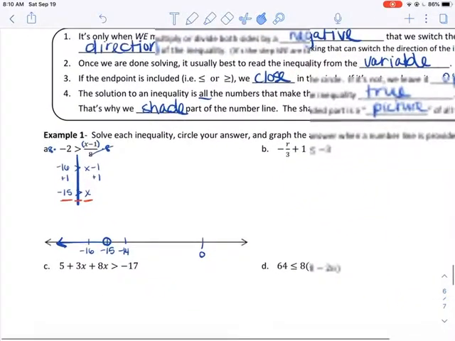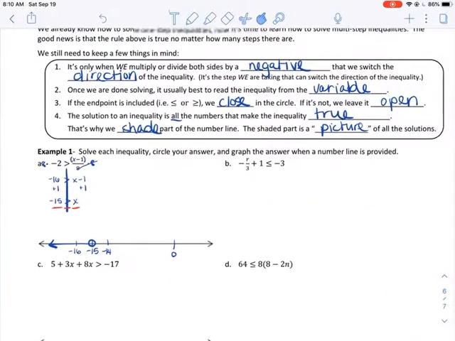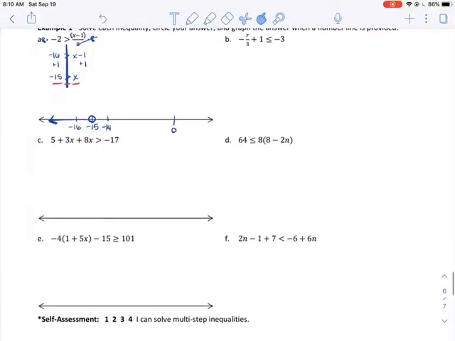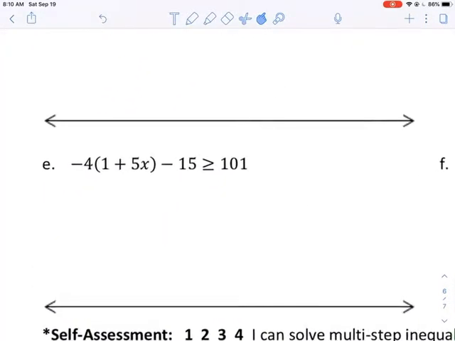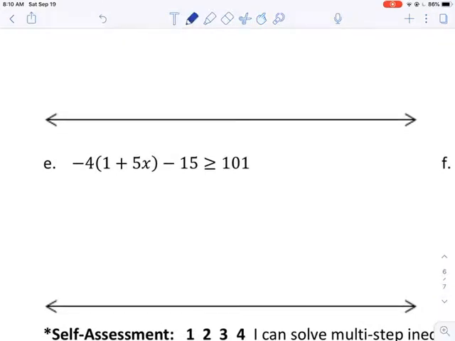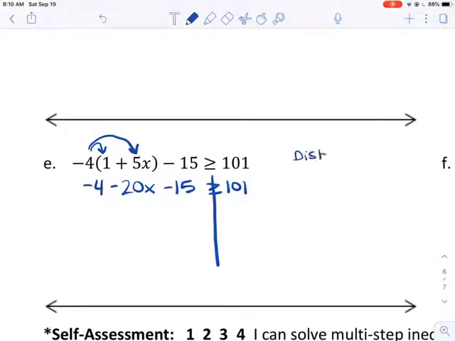Let's go ahead and do another example and see if we might have to switch the direction. I'm going to do E. On this one, just like in solving an equation, if there are parentheses, you should distribute first. So I have -4 minus 20x minus 15. And then I keep my sign because I haven't actually done anything to both sides yet. After distributing, we combine like terms.